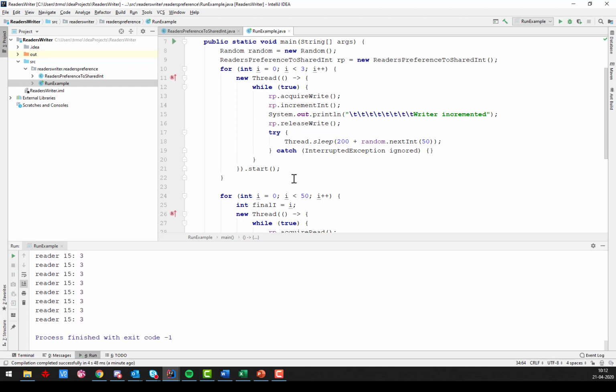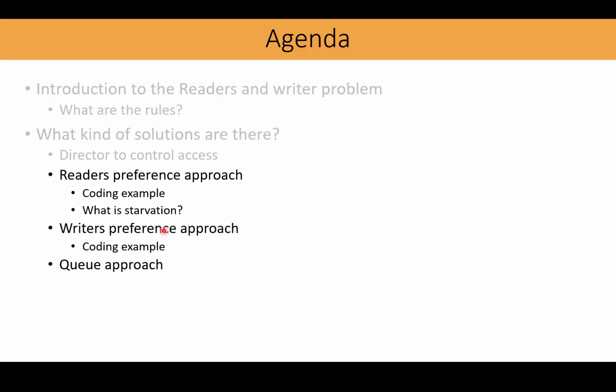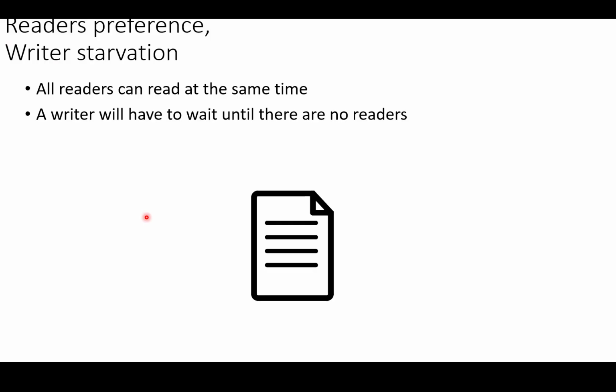So that's the first example, and let's get back to the presentation. That was the live coding part, and we have checked out the reader's preference approach, we've done the coding example, and I've just briefly mentioned starvation.